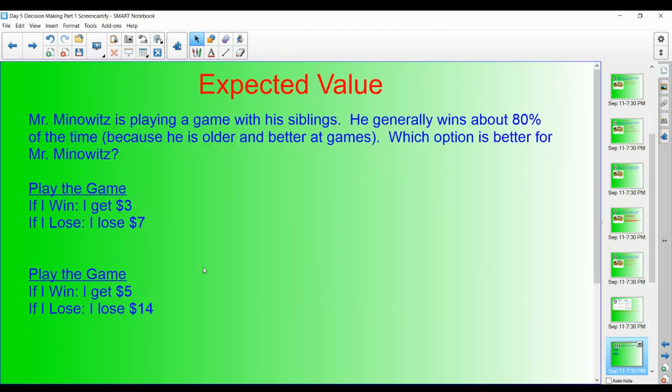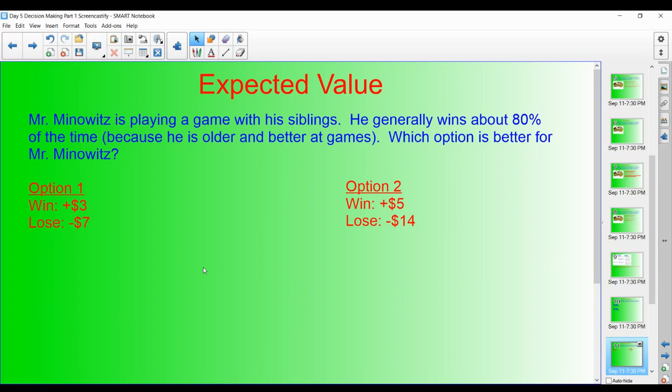So I get to play a game with my siblings. I win about 80% of the time. I'm older. I'm better at games. I'm also very humble. So I got to figure out which option is better for me. So I can play the game and I can get $3 per win and I lose $7 if I lose. Or I can get $5 if I win, but then I'd lose $14 if I lose.